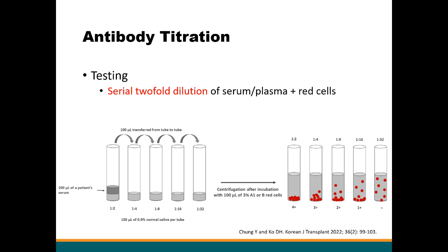Various measurement methods have been developed for ABO antibodies, and the antibody titration method shown here is commonly used. In this figure, the titer is read as 16, which is the last dilution step with positive hemagglutination.